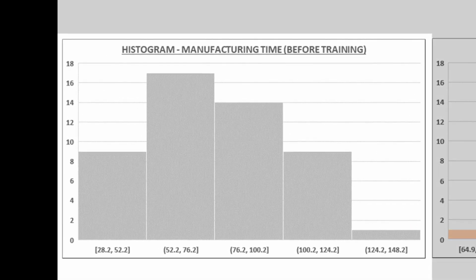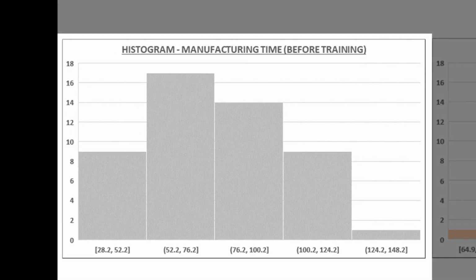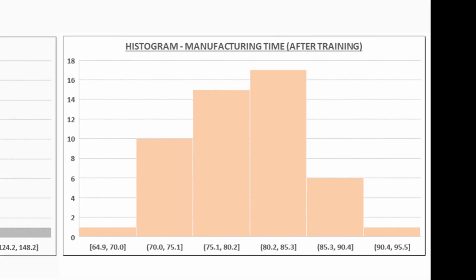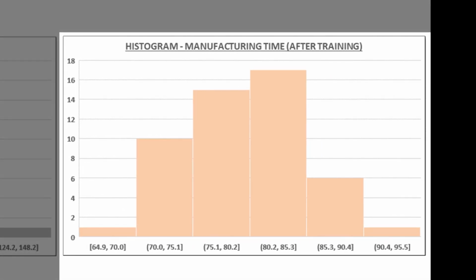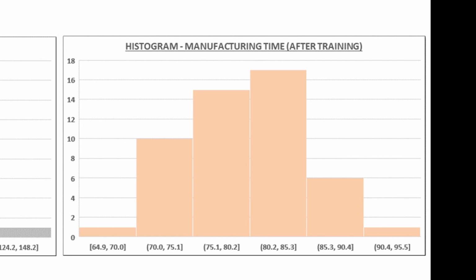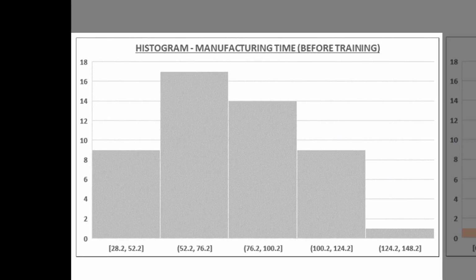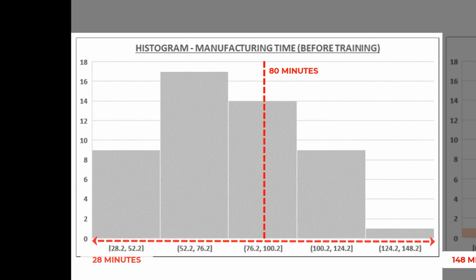Now, this histogram represents the manufacturing time before training, and this represents the manufacturing time after training. Just observe this histogram with a keen eye for detail. You will see that the mean or the average line is around 80 minutes for this histogram, but the spread of this histogram is from 28 minutes to 148 minutes. That means employees take that much time to manufacture 1 unit of the product.